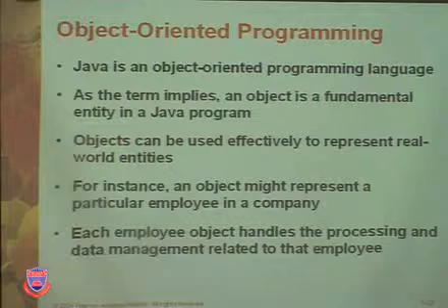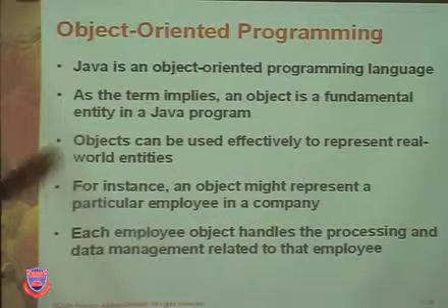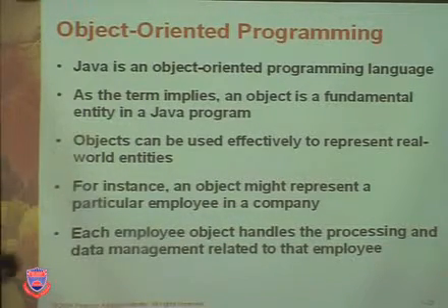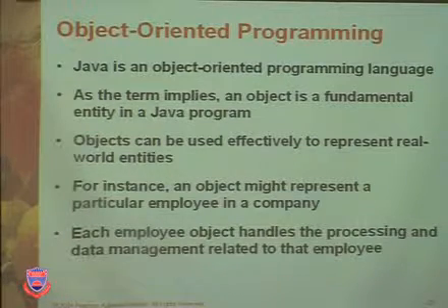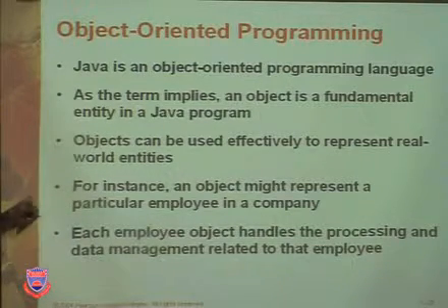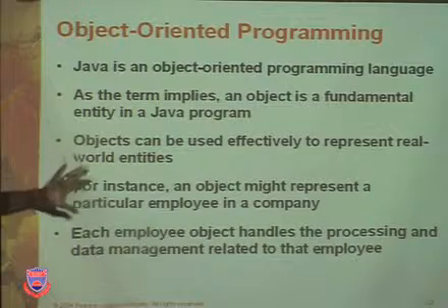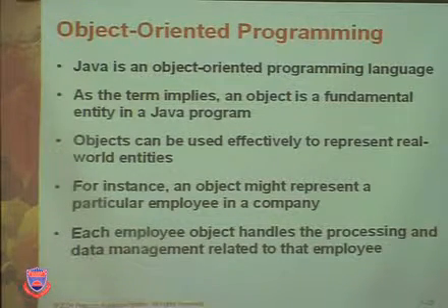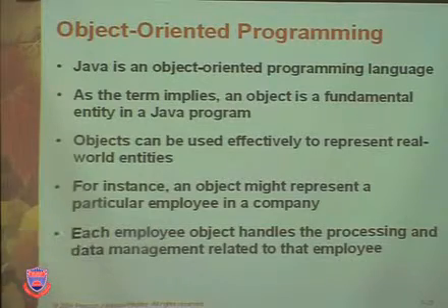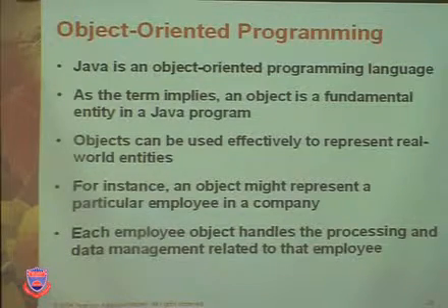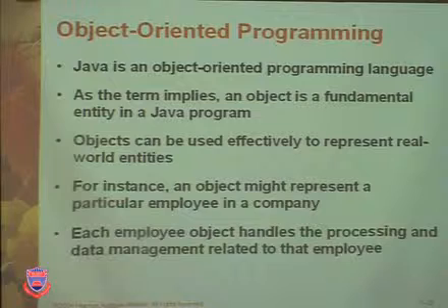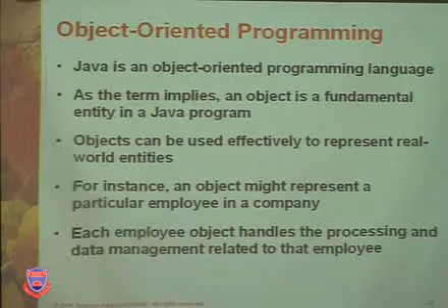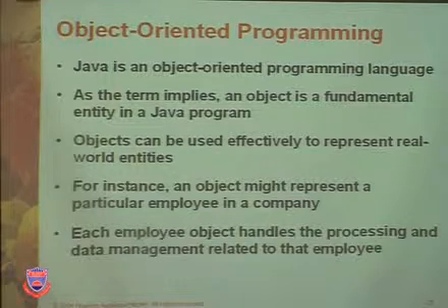So we have in Java, if you recall, it's an object-oriented programming language. So we have objects, and we would like to use them effectively to represent the real-world entities. For example, an employee: for each employee, you have certain characteristics, like the name, ID, whatever information you have. And then you also have methods that you use to deal with the employees. So these are the two different things.